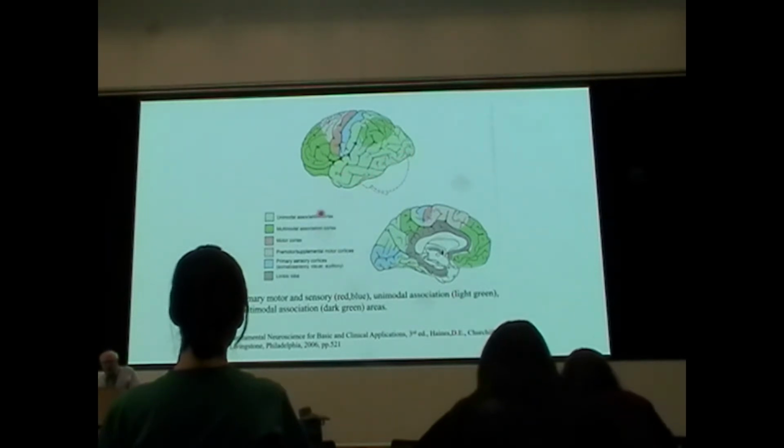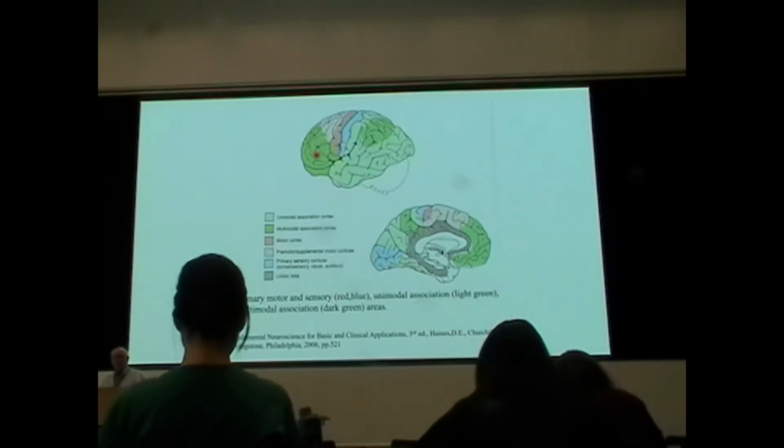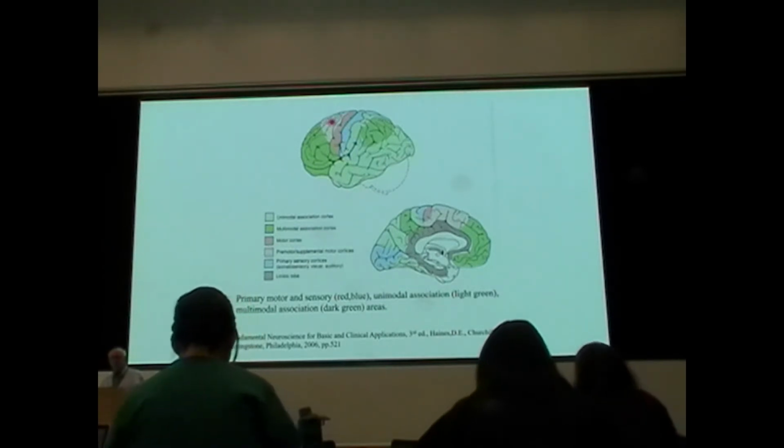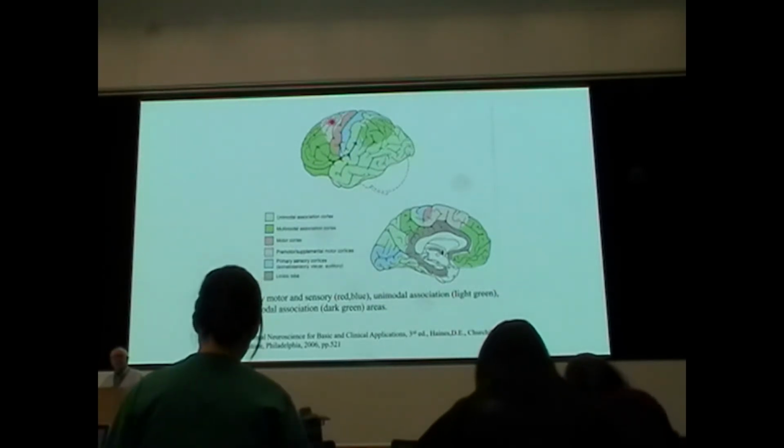Then we've got areas that are multimodal, okay? This is the prefrontal cortex. A lot of information, a lot of different things is being stored here. This is your habitual behavioral memory storage area. Primary motor, here's the precentral gyrus. This area that's red striped, that's the supplementary motor cortex. So this is area 4, this is area 6.